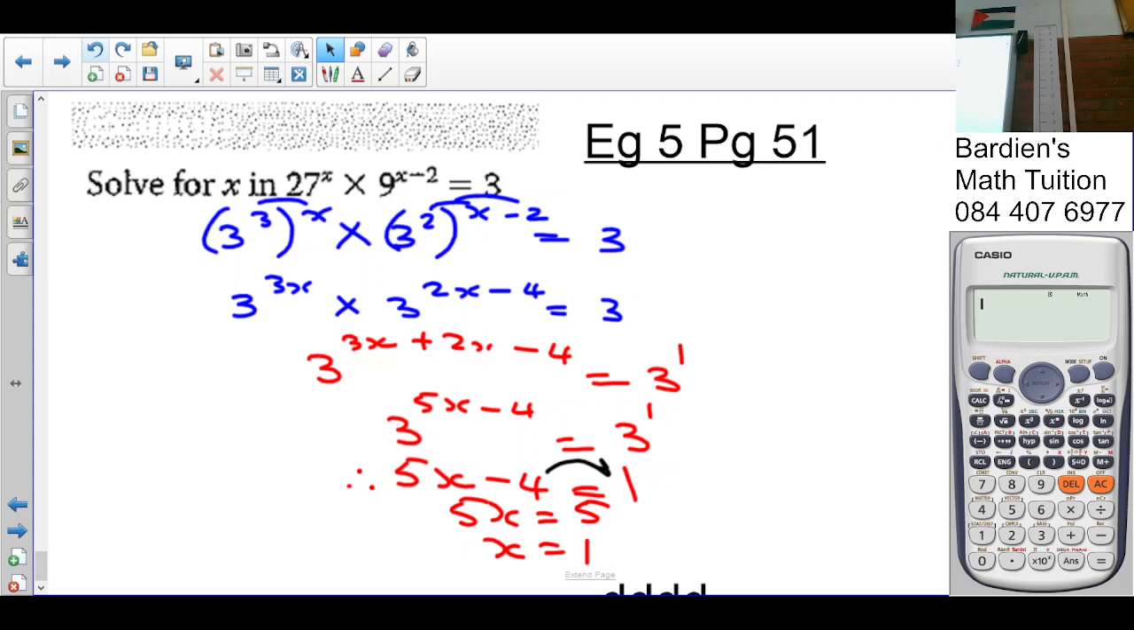You guys understand? Any confusion? Yes, Michael. How did you take the negative 4 over? From this step here. Yes, sir. This one, okay? I said 3x plus 2x and that equals. You took that 4 over onto that one. Yes, sir. Dangerous.